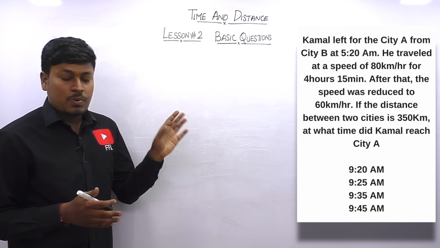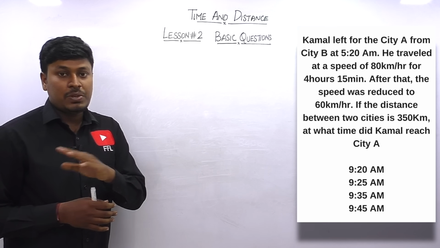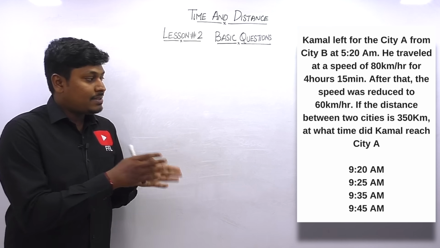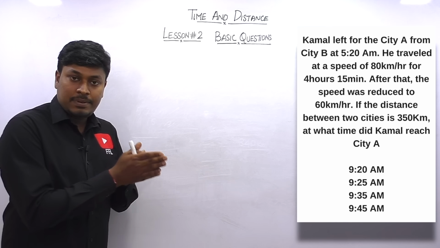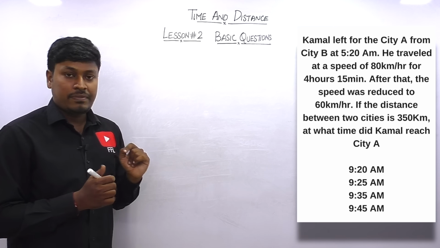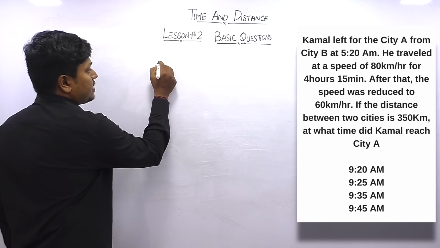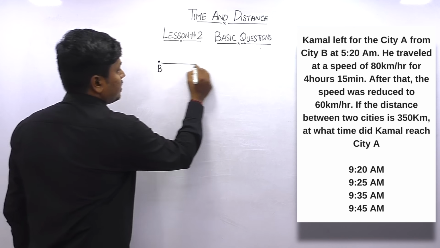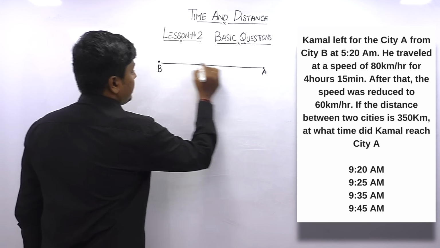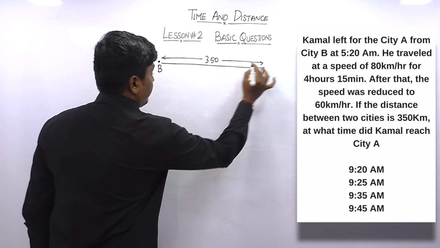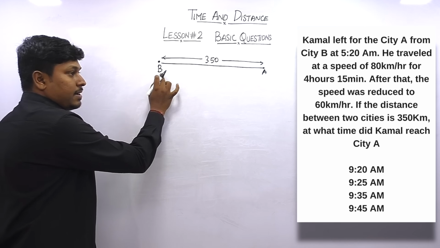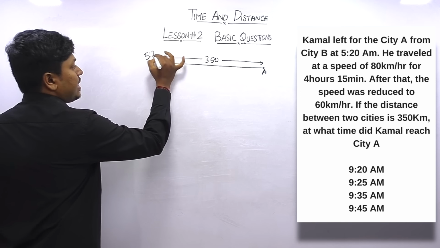So first let me discuss what they are saying. Kamal left from city B to A. He wants to reach city A from city B, and they have given the total distance also. The total distance from city B to city A is 350 kilometers, right? So let me do one thing. Let me assume this is city B. City B to city A, they have given the total distance, which is 350 kilometers. And from city B, Kamal is starting, and he is starting at 5:20 am.